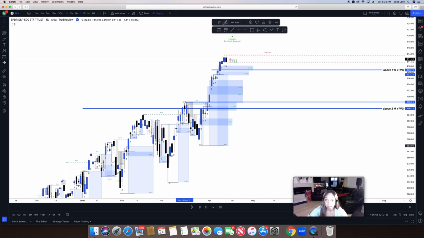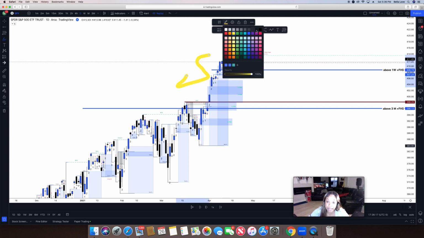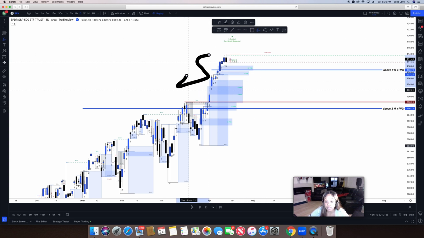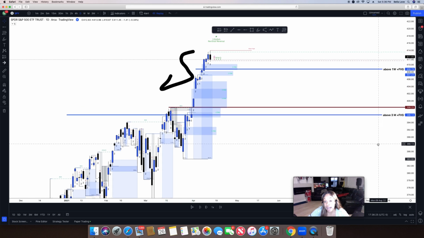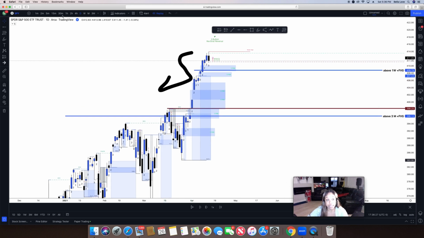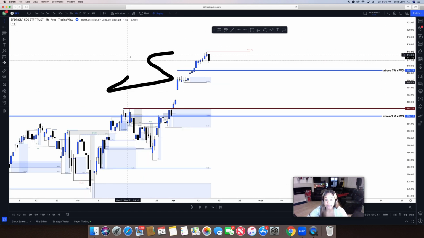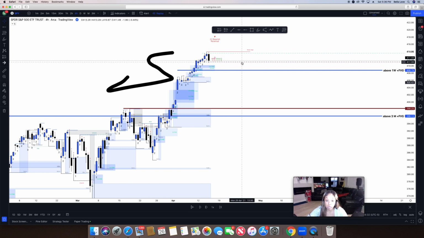So here at this line, this was a break of structure, basically breaking a swing high in the market and then taking out more buy side liquidity, which is that area there. So let's say if I'm not in a trade already, here's how I would go about my entries and my exits. I'm going to go down to the 4 hour time frame.